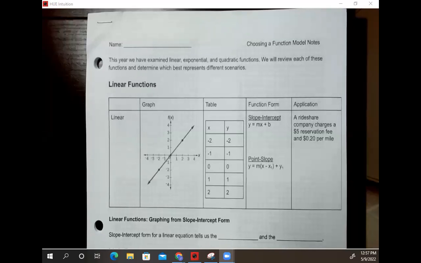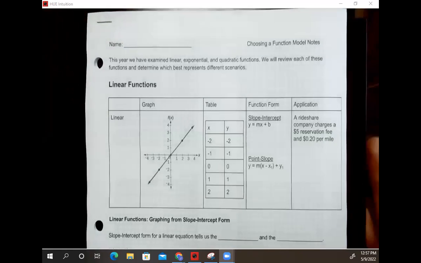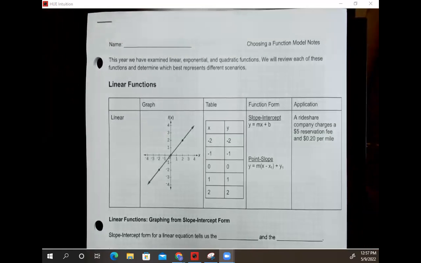Okay, so we are going to start with our review topics today. We're going to start by talking about linear functions. So again, linear functions we talked about in the fall, but you had some experience with linear functions before you even got to Algebra 1. You did some of this in 7th or 8th grade.